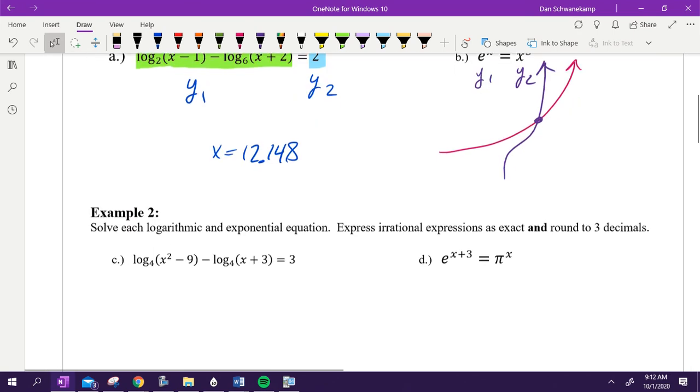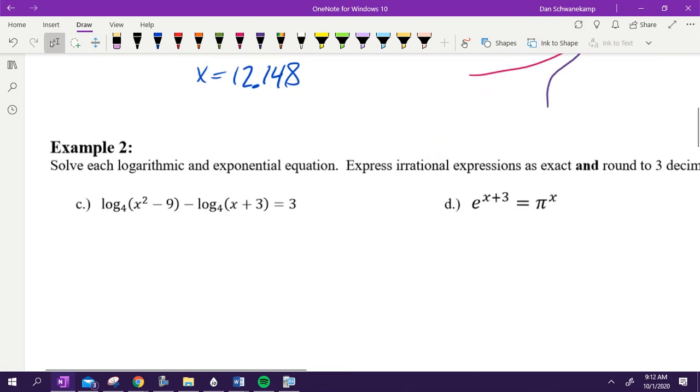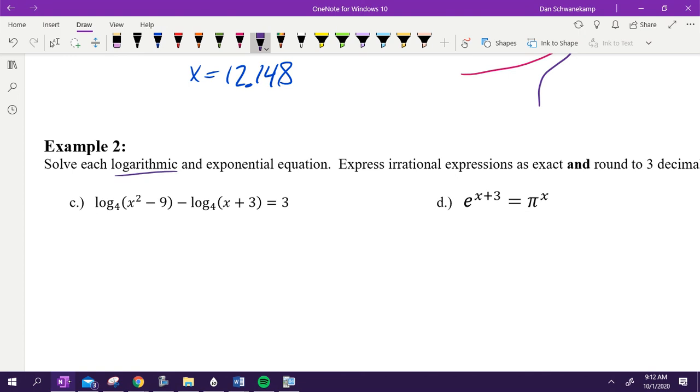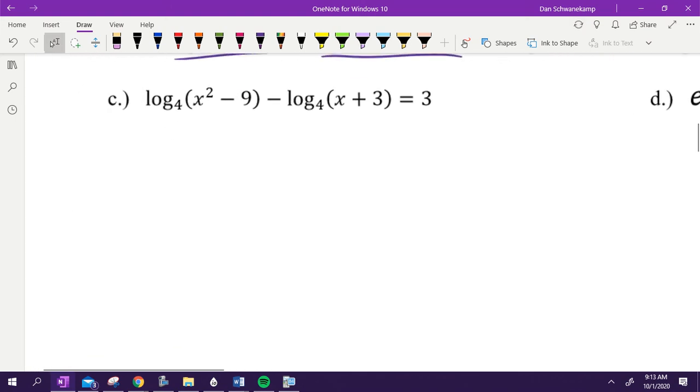All right, let's go down below. So example 2. Solve each logarithmic and exponential equation. Write them as both exact and rounded to 3 decimals. That's probably being extra. We can do that concept. We did it a little bit in bell work, but really more than anything, just know the difference between the two. What does exact look like? What does rounded to 3 decimals look like? That's what I want you to know. We'll get our answer how we get it, but make sure we understand that concept.